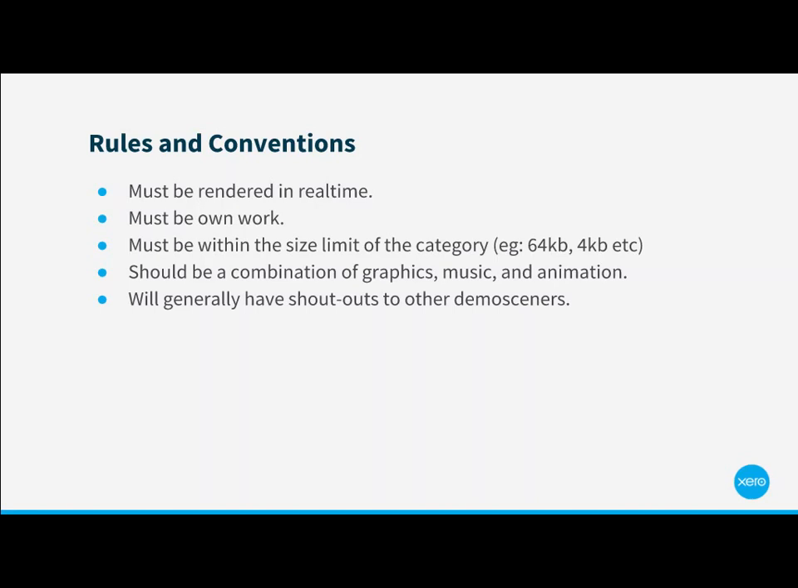And it should be a combination of good code, good graphics, good music. And the thing that ties it together is sort of style and direction. And a common thing that you'll also see is greetings. So there will be a section of the demo devoted to shouting out to other groups that you respect or know.